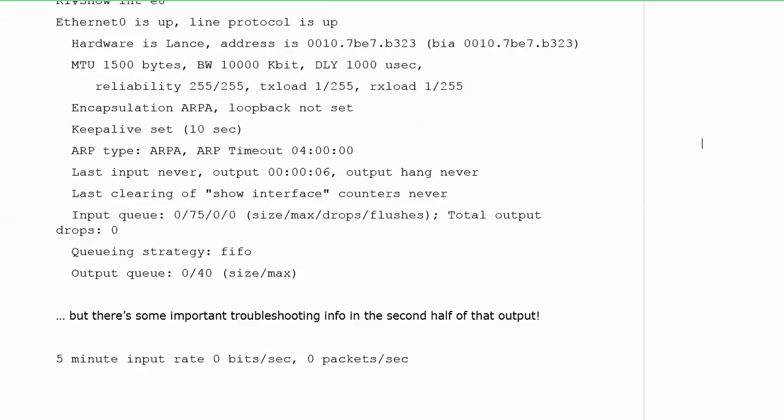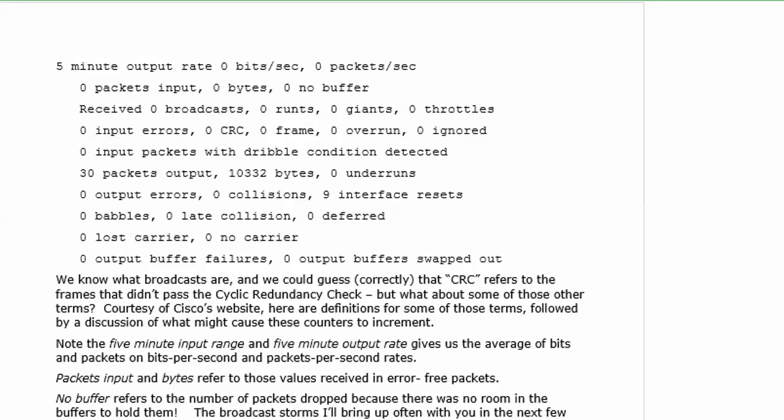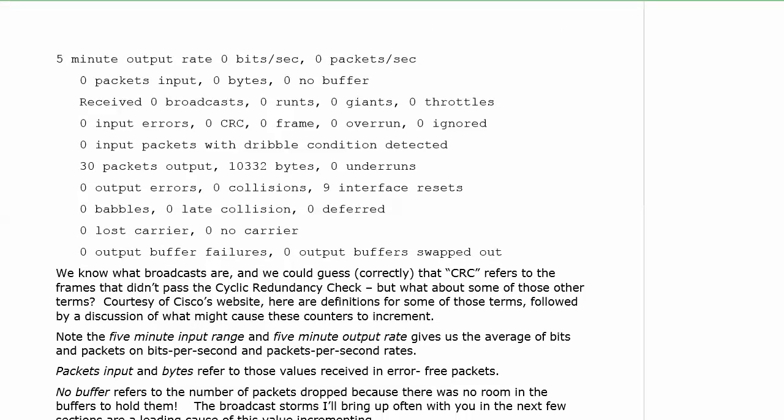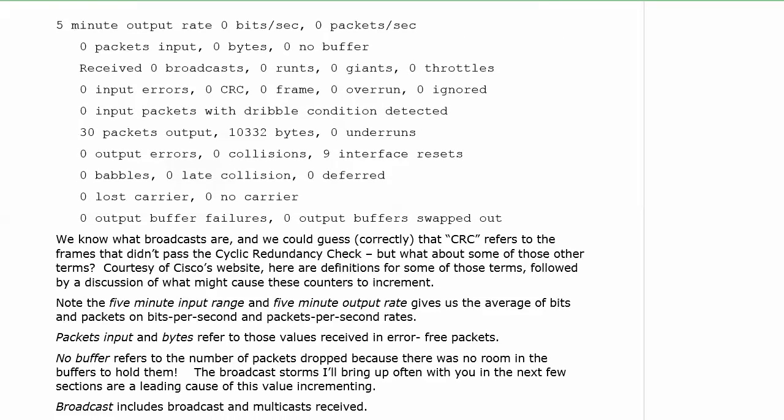Now, one line made this screen, so this is not the only line you're getting. But there we've got 5-minute input rate. And notice that there are two rates given to us, bits per second and packets per second. That's okay information. Then you've got your 5-minute output rate named the same way. But hidden in all this information down here, and mostly these are zeros on this particular lab router, and generally for these values that's a good thing. But I want to talk to you about a couple of these.